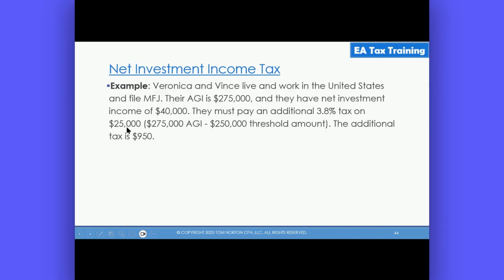Now, why is it only $25,000 when they've got $40,000 of net investment income? Well, they are married filing jointly, so their threshold amount is $250,000. Their adjusted gross income is $275,000. So they only exceeded the threshold amount by $25,000. So that is the amount. It's the lesser of the amount they exceed the threshold by or their net investment income. So it's the lesser of $25,000 or $40,000. So they owe that 3.8% on the $25,000. So their additional tax is $950.